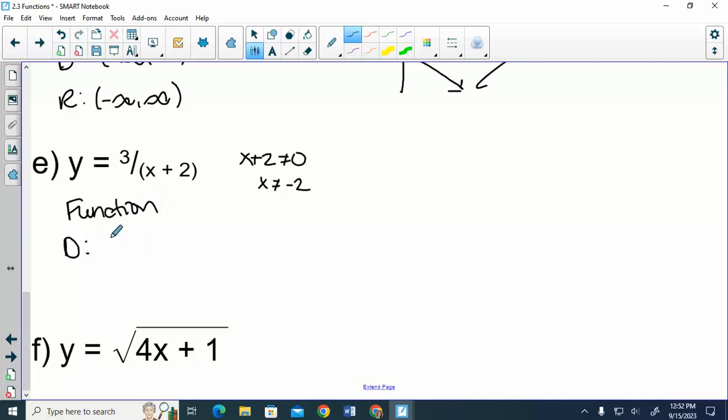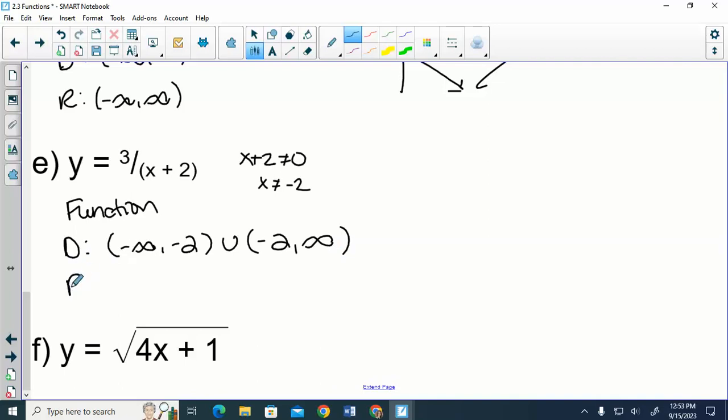So for the domain, we would say negative infinity to negative 2, union negative 2 to infinity. Everything smaller than negative 2 and everything bigger than negative 2. The range is referring to your y values.